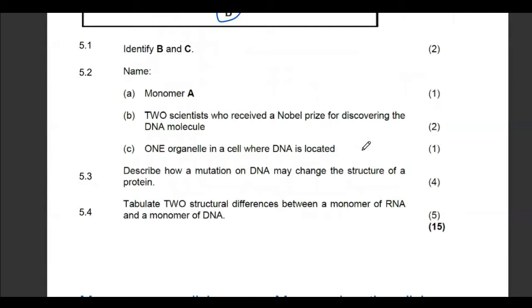If you refer to physical science. Okay. Two scientists who discovered it, James Watson and Francis Crick. Name one organelle where DNA is found: the nucleus and the mitochondria.